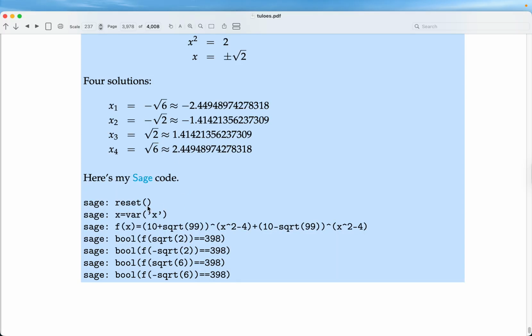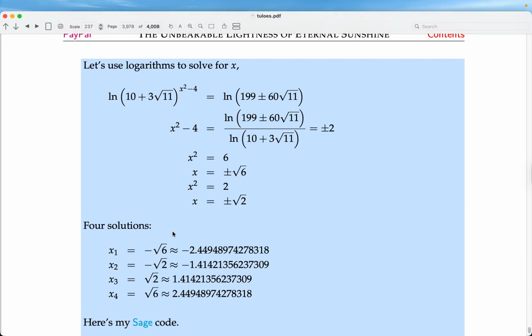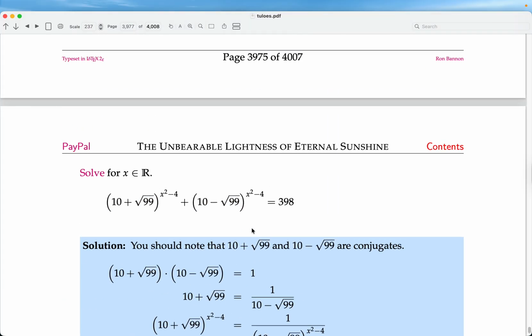So reset, clean sheet of paper. Defining the variable x, which is really not necessary, but it's a good idea to get in the habit of defining variables, all right? The next thing is what this f of x is. And let me go over that with you. f of x is me just typing in the left-hand side. I'm saying it's a function. I'm going to evaluate the function at certain values. And so over here, what do I get? 10 plus root 99, and then I get x squared minus 4. That's all I'm typing in.